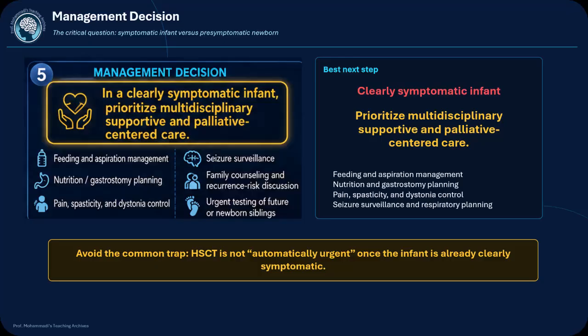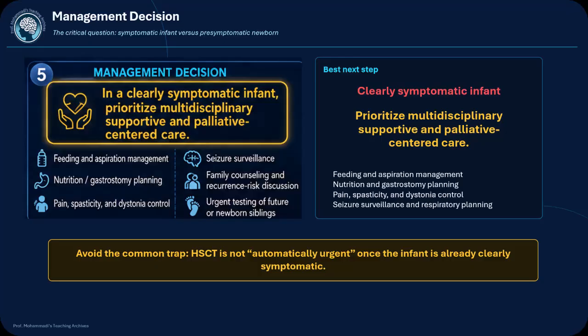HSCT is the only established disease-modifying therapy for infantile Krabbe disease, but its benefit is greatest when performed before symptoms develop, usually in the newborn period or very early infancy. In a clearly symptomatic infant with dysphagia, visual impairment, painful spasms, and progressive neurologic decline, late transplantation is unlikely to reverse established injury and may add significant treatment burden. Therefore, the best next step is multidisciplinary supportive and palliative-centered care.